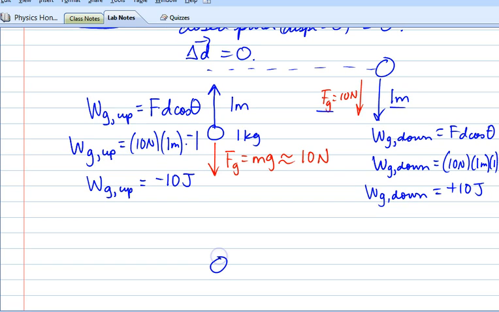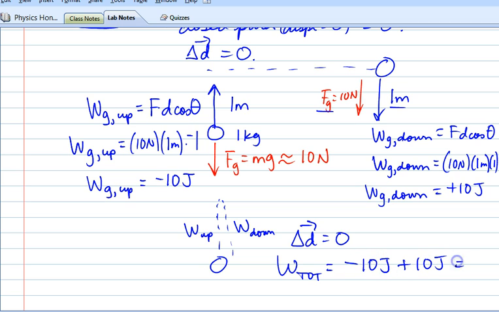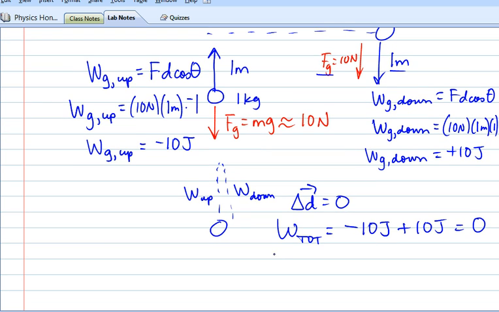Now, if something goes up and then it comes back down to the same height, then basically the displacement is 0. And if you add the work going up that gravity does plus the work that gravity does as it goes down, well, the total amount of work is the work going up plus the work going down, so we can see that that's 0. So this is another way of saying that this is a closed path, right? Because the object is ending right where it began, same position, displacement is 0, and the total work done is 0. So gravity is an example of a conservative force.